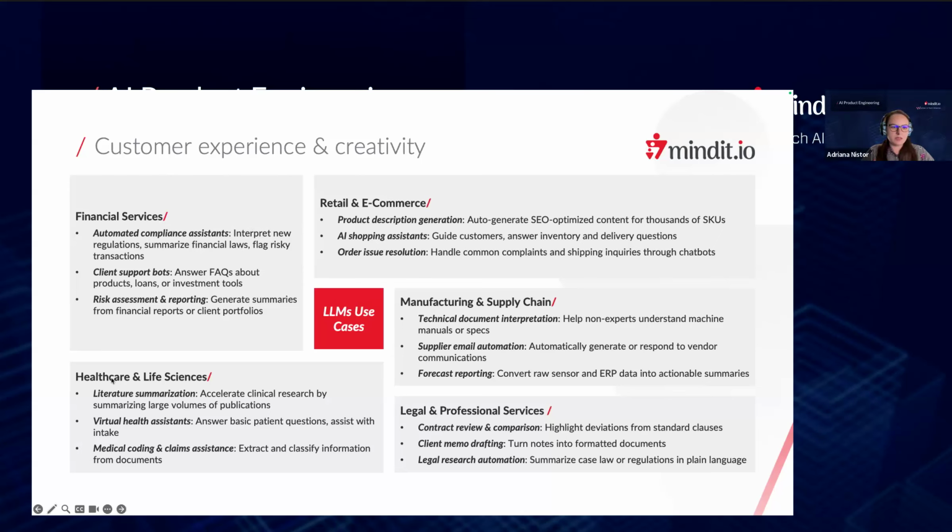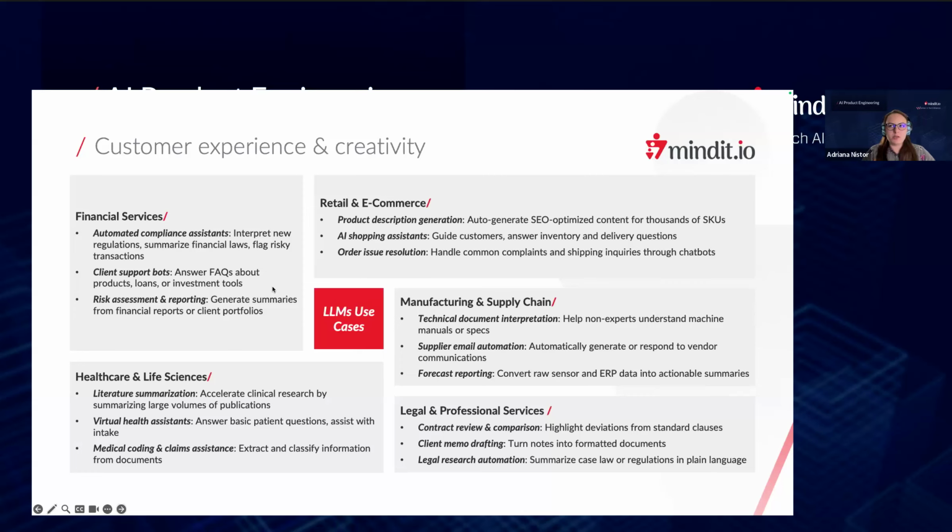Like for instance, in healthcare and life science, you can use it for literature summarization, because new medical articles are continuously released, and sometimes you don't have to read all of them, but you want to be up to date with the newest research. So an LLM can help you with the summarization. So you just pick the winner article and just study it.